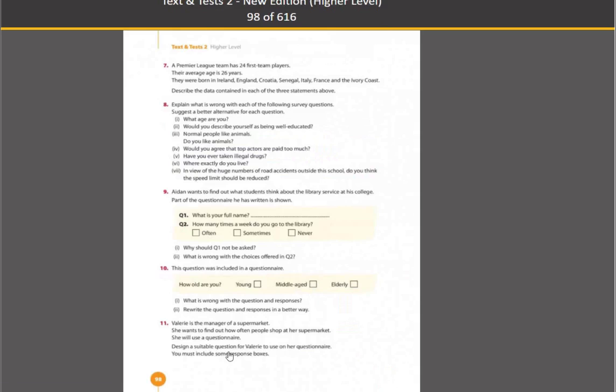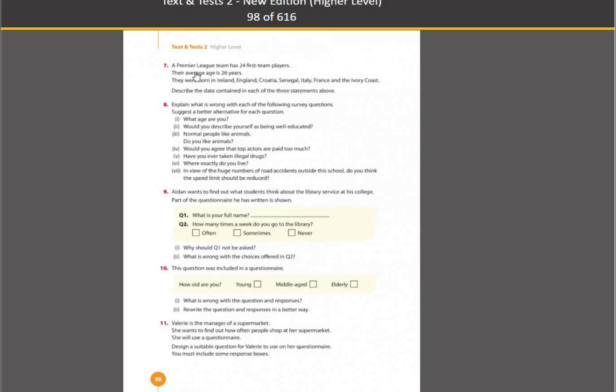All right, and the last one for the first exercise there, that you had only 1 to 7 to do, was question 7. So a Premier League team has 24 first team players. Their average age is 26 years. They were born in Ireland, England, Croatia, okay, and all of those. Describe the data contained in each of these statements above. A Premier League team has 24 first team players. All right, so it is numerical data. They're telling you that there's 24 players.